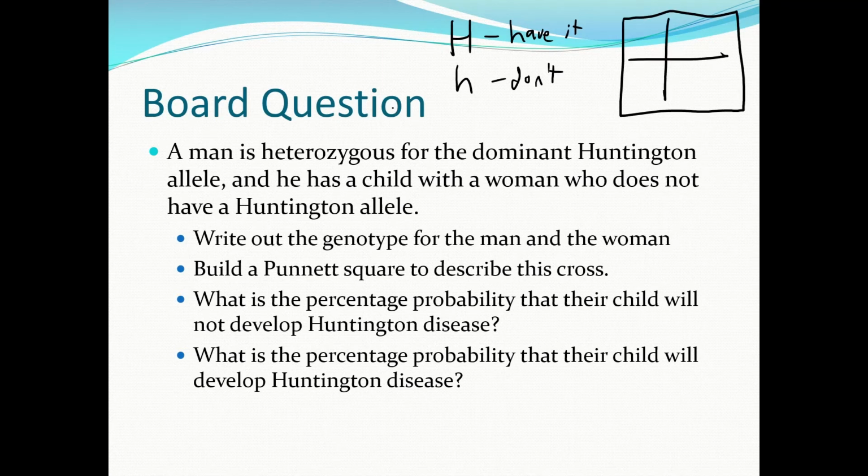Okay, so a man is heterozygous, so little h and big H. And he has a child with a woman who does not have Huntington's. So that means that she has both small h's. Okay, so we'll bring small h down, big H down, and both small h's across. And this is what we end up getting. What percentage probability that the child will not develop Huntington disease? So you will not only if you're just like the woman. So there's a 50% chance that they won't, and 50% chance that they will. Okay.